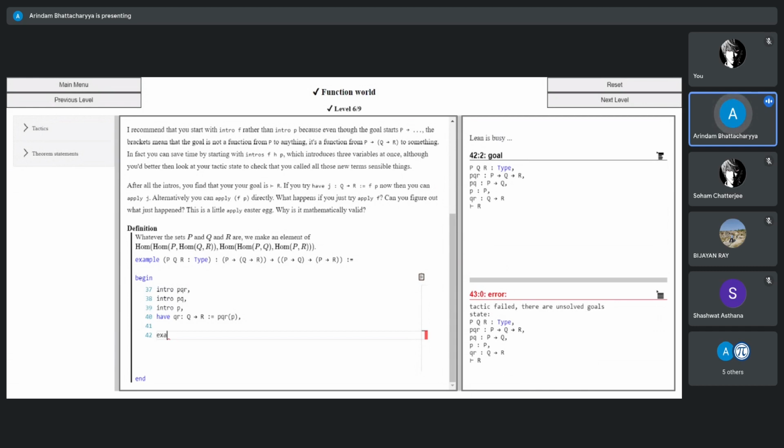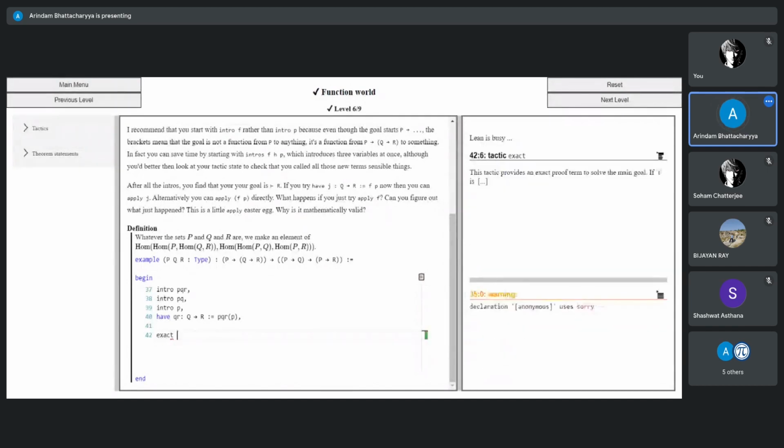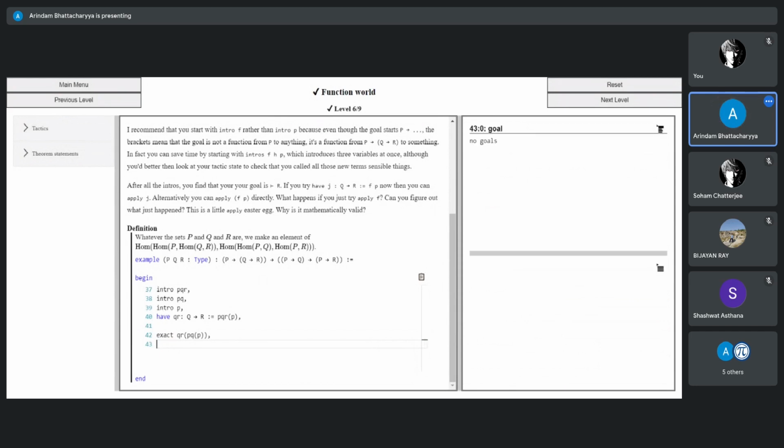So here's the one-line version. So we have a bunch of functions and a bunch of sets and a bunch of elements, and we want to find the element of the set R. So one way to do it would be exact QR of PQ of P, right? PQ takes P to an element of Q, and QR then takes that element of Q to an element of R. And so that was the functional way of looking at things.